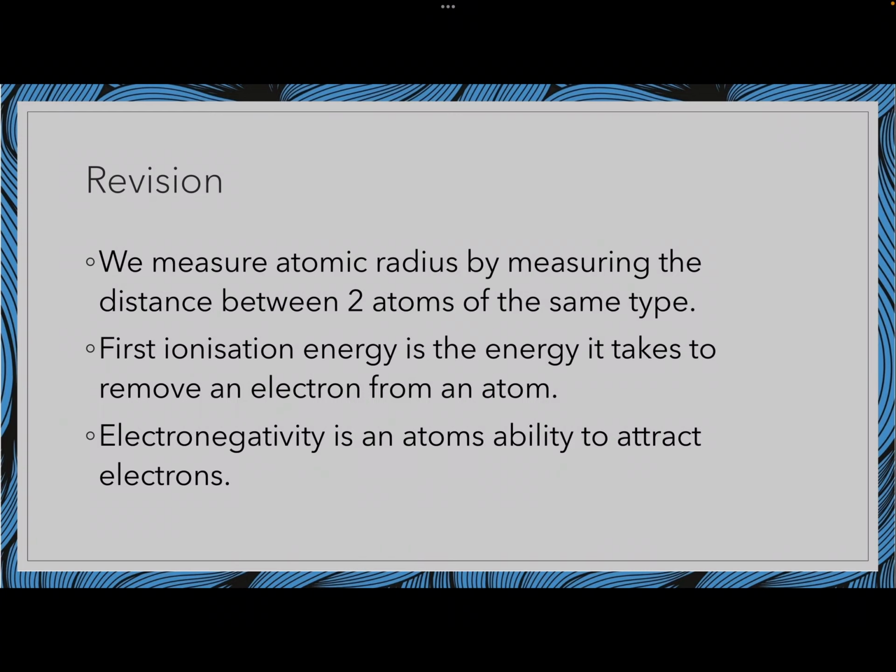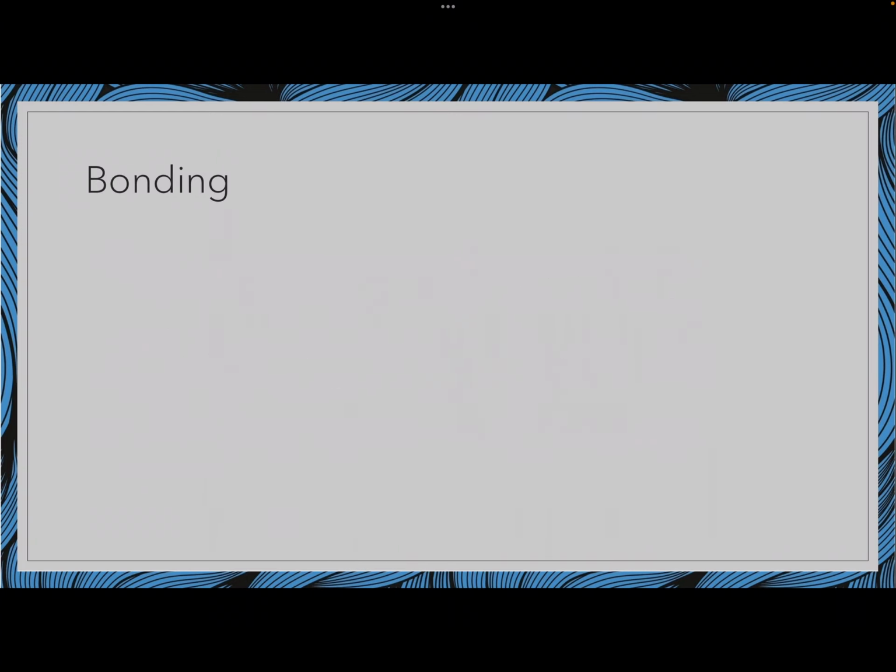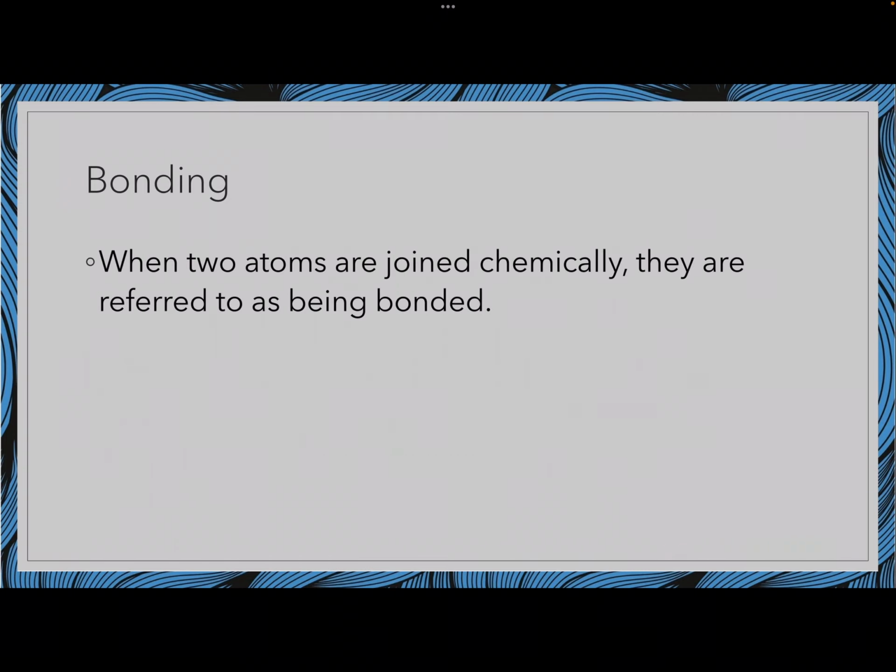So what we're doing today is bonding. So we've previously talked about ionic compounds and covalent compounds, but what exactly are they? Well, let's have a look. So in compounds, there's several different types of bonds. So when atoms are joined chemically, they're referred to as being bonded.